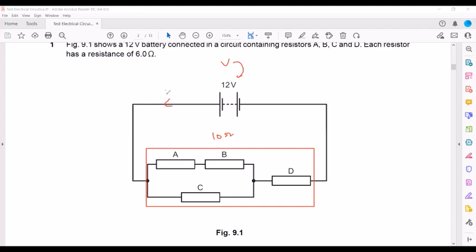So we want the current I. We have the formula V equals IR, so the current I equals V divided by R. V is the voltage, which is 12, and the resistance is 10. So 12 divided by 10, the total current which entered the circuit is 1.2 ampere. 1.2 ampere will enter, and the same 1.2 ampere will leave. It will divide between the branches, but the same 1.2 ampere will leave the circuit.